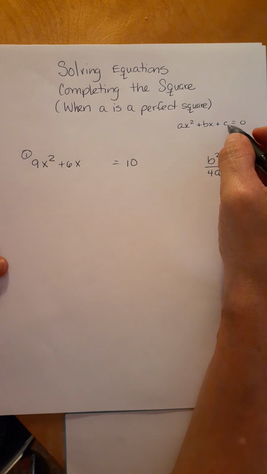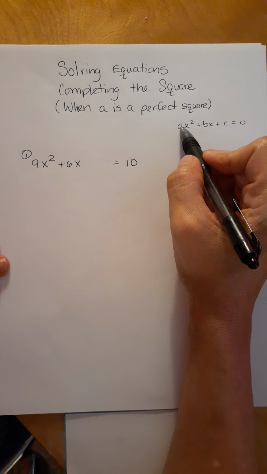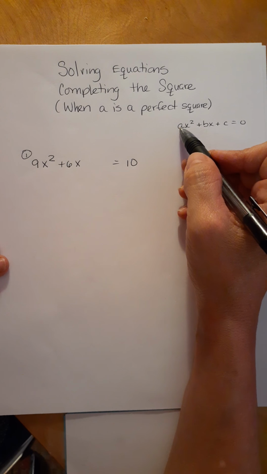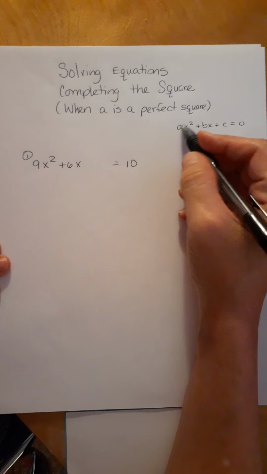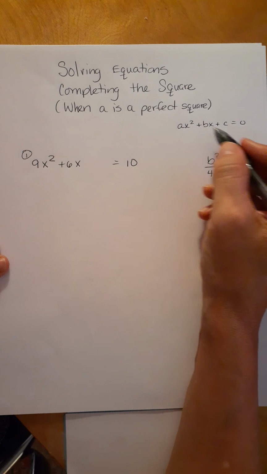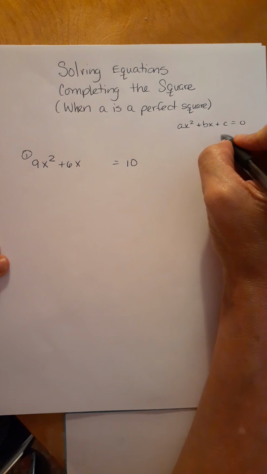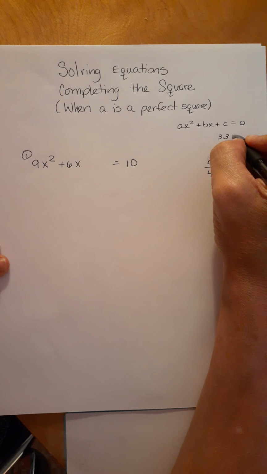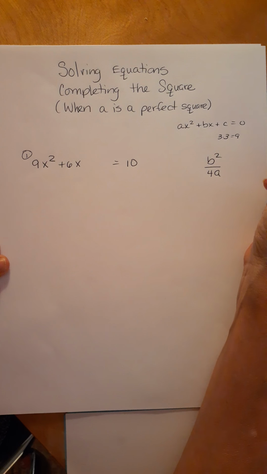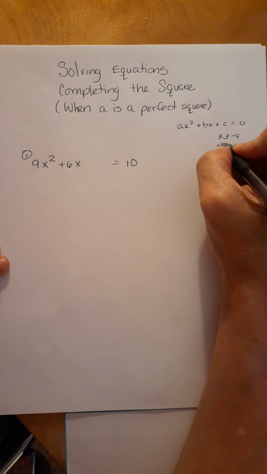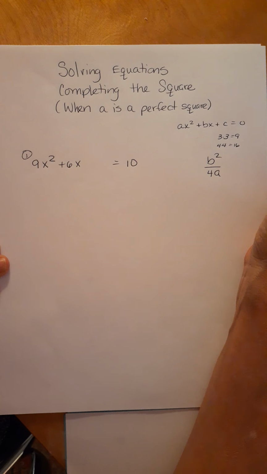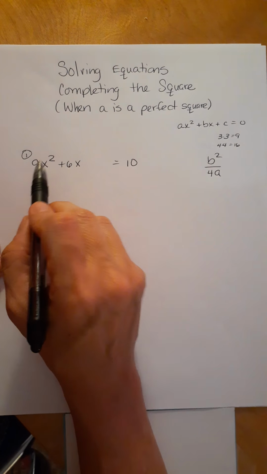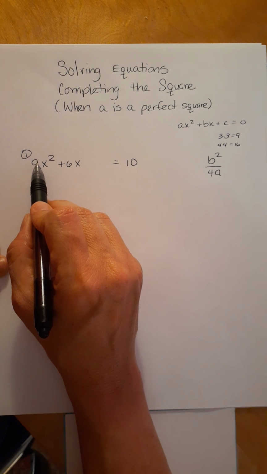So when my a is a perfect square, let's review what a perfect square is. It means a number times itself will give you that number. Example, 3 times 3 equals 9. 9 is a perfect square. 16 is 4 times 4, also a perfect square.